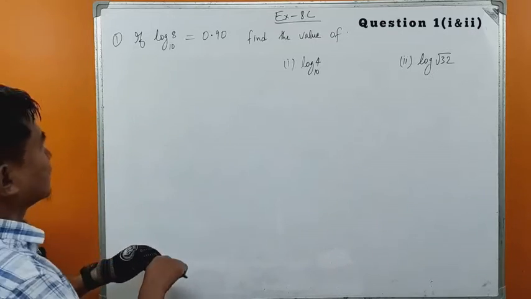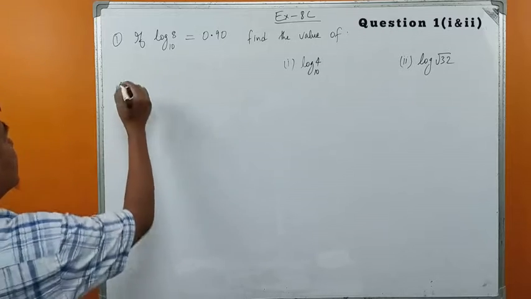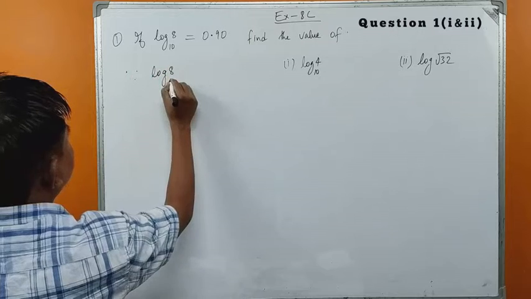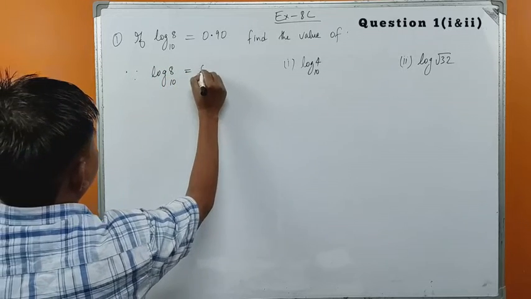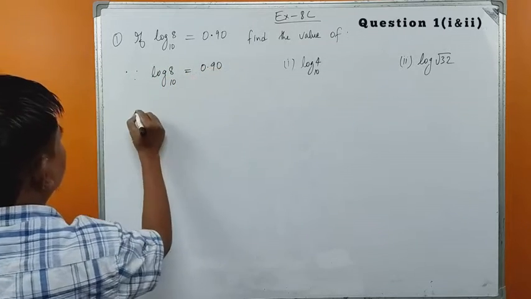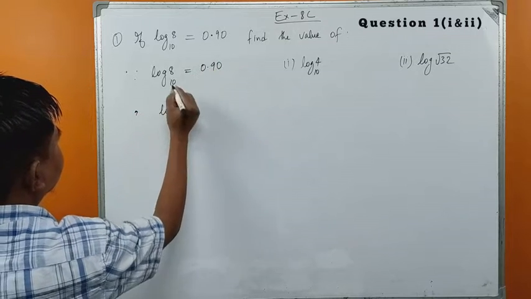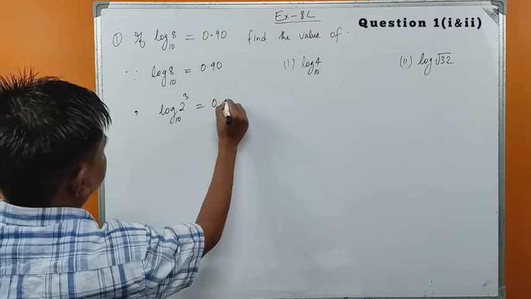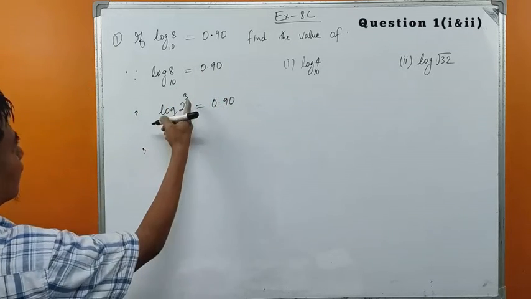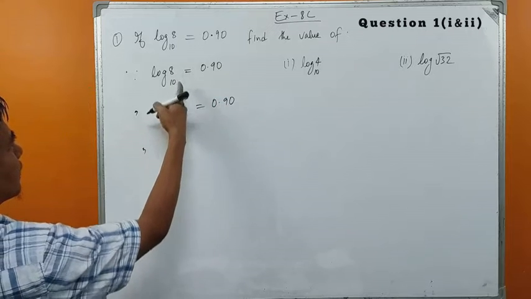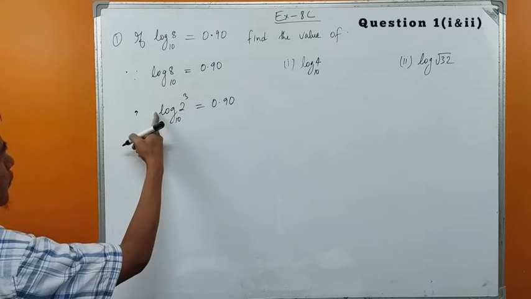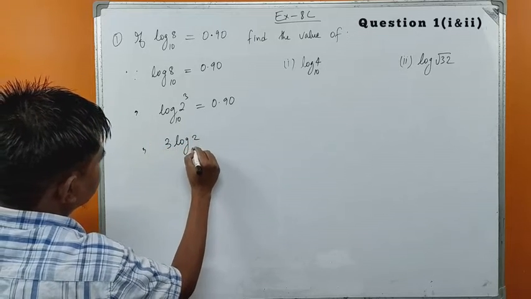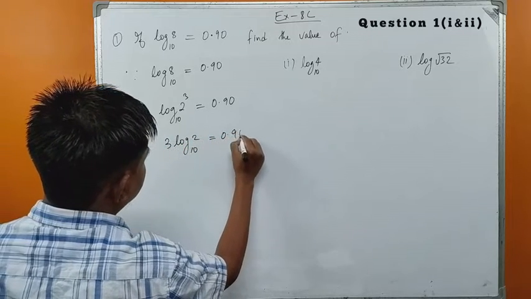So let us solve this given condition. We will use this first. Since we know that this is given, log 8 to the base 10 equals 0.90, or log 8 can be written as 2 cubed to the base 10 equals 0.90, or 2 cubed means 8, isn't it? So instead of 8 I wrote 2 cubed. This 3 can be brought in the front, okay? 3 log 2 to the base 10 equals 0.90, isn't it?